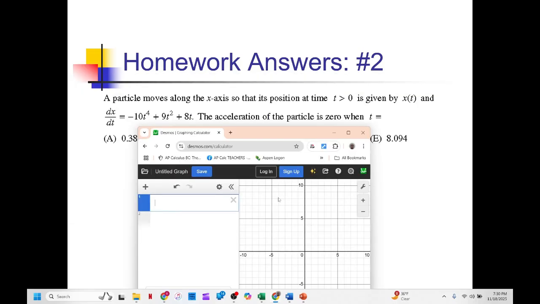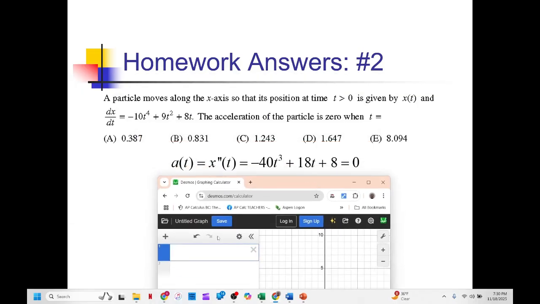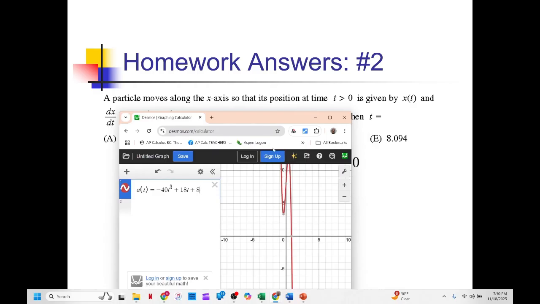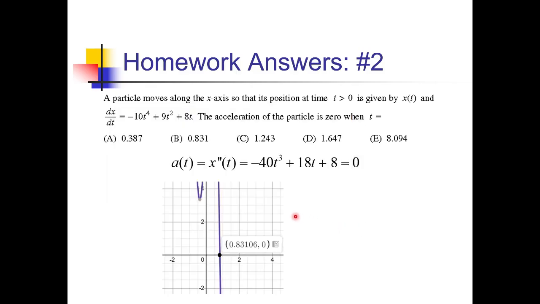So on Desmos, let's put that on there. I'm just going to call this a of t, and that's going to be negative 40t cubed plus 18t plus 8. They didn't give us an exact interval other than all positive numbers. So let's just find where we're crossing the x-axis here. It looks like we've got a nice spot here at about 0.831. So we'll just write that down. And looking at my answer choices, we do have that for an answer choice. So let's pick choice B.